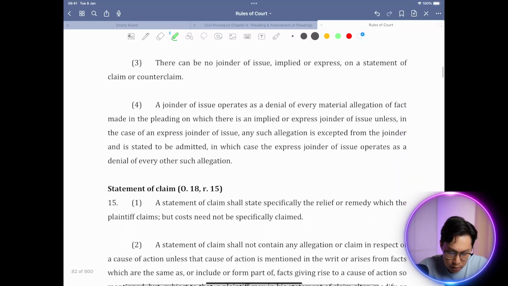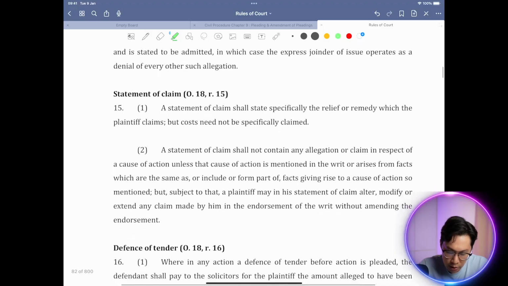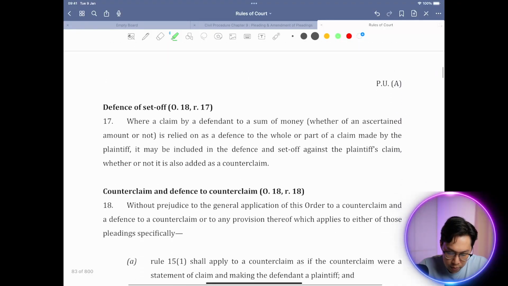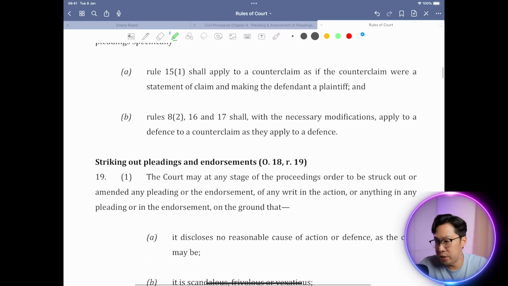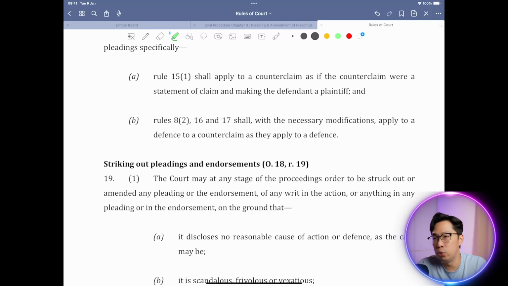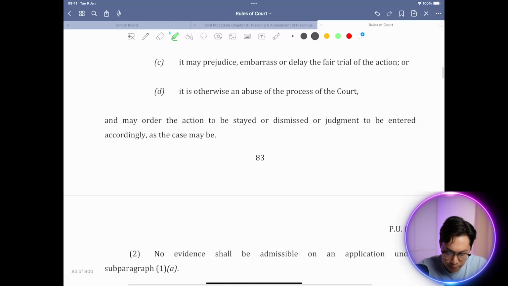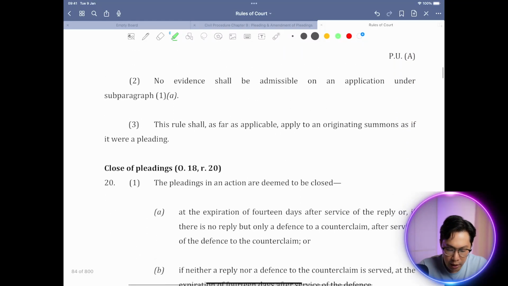Okay, next one. Now, this is a statement of claim. Okay, we will not read striking out because we'll do this when we do speedy disposal. Okay, I'll leave this out first because there are some cases there. So when is close of pleading? So you need to know about this. Sometimes in exam you need to look at it because later on when we do amendment of pleading, you will need to look at this close of pleading. So at least you know what it is about.